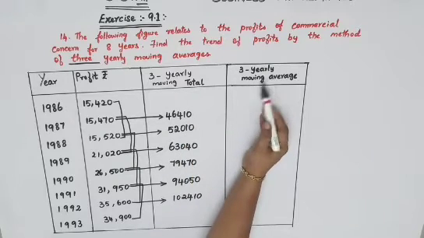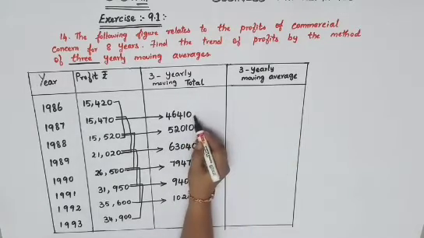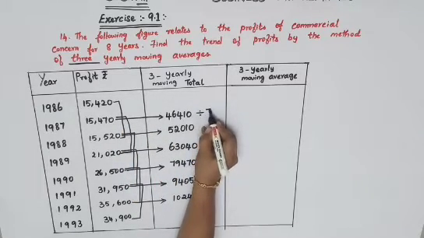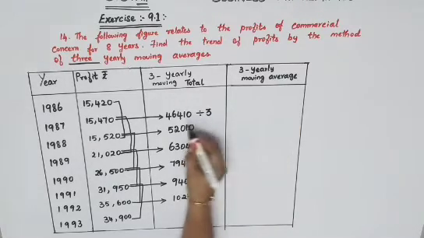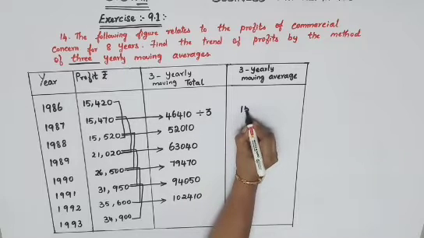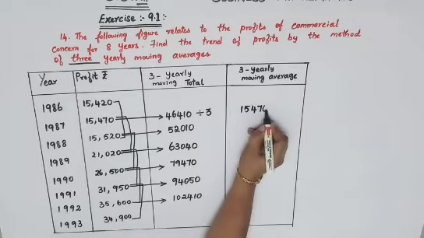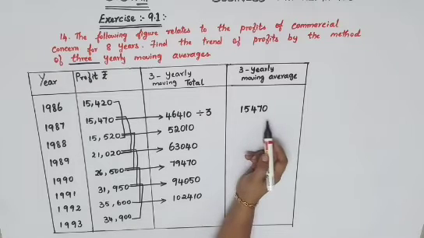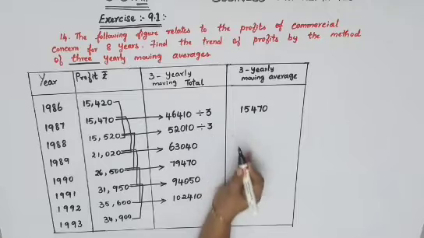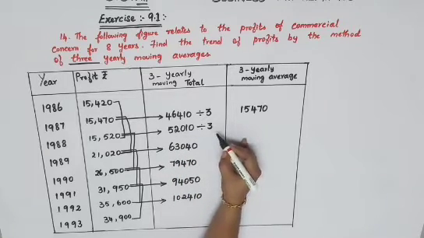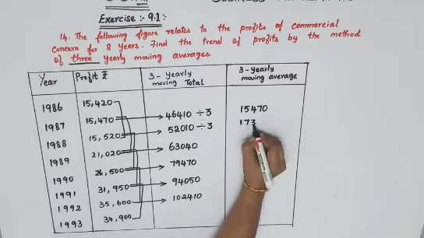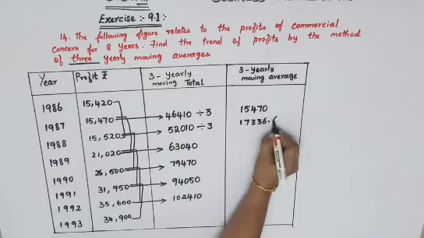So we will have to find the 3-yearly moving average. Since we have taken 3 years together, you will have to divide each total by 3 and you will get your average. So 46,410 divided by 3, you will get your answer 15,470. You can use your calculator and divide it and check your answers. The next one, your second number, 52,010 divided by 3, you will get it as 17,336.67.